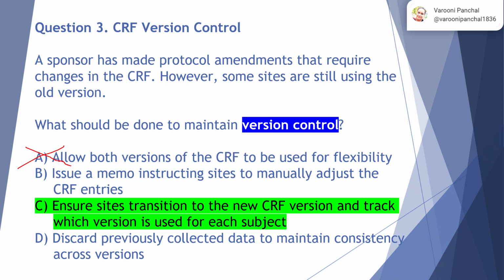Option B, issue a memo instructing sites to manually adjust the CRF entries. No, you cannot manage all such entries manually. It has to be done digitally. Option D, discard previously collected data to maintain consistency across versions. No, you cannot do this either. Whatever data you have collected, you need to ensure it is maintained in the database. Whatever the previous data is, that is also there, and you need to keep it in that database. So the correct answer is C. Ensure sites transition to the new CRF version and track which version is used for each subject, right?